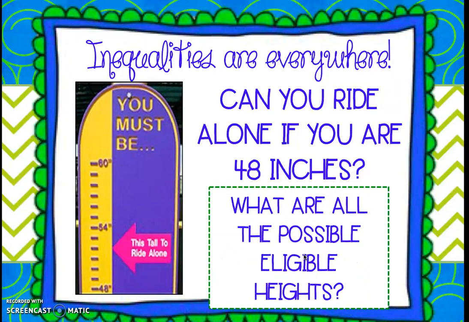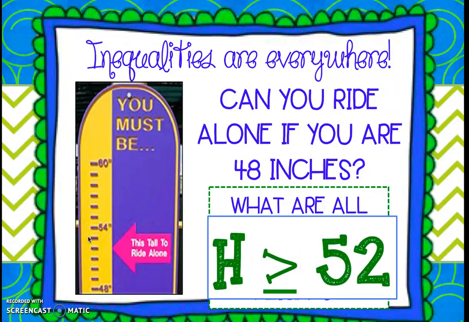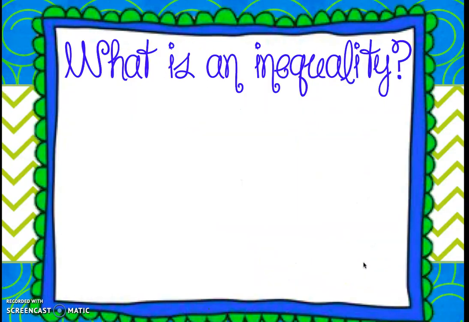Okay, so then what are all the possible eligible heights? If we take a look at the arrow, it's pointing at 52 inches. And we know that if you're at 52 or above, you're good. So we can use an inequality to represent that by saying that the height, your height, is greater than or equal to 52 inches. So really, all we're going to practice today is what is an inequality, and then looking at specific words that tell us which symbol we can use.